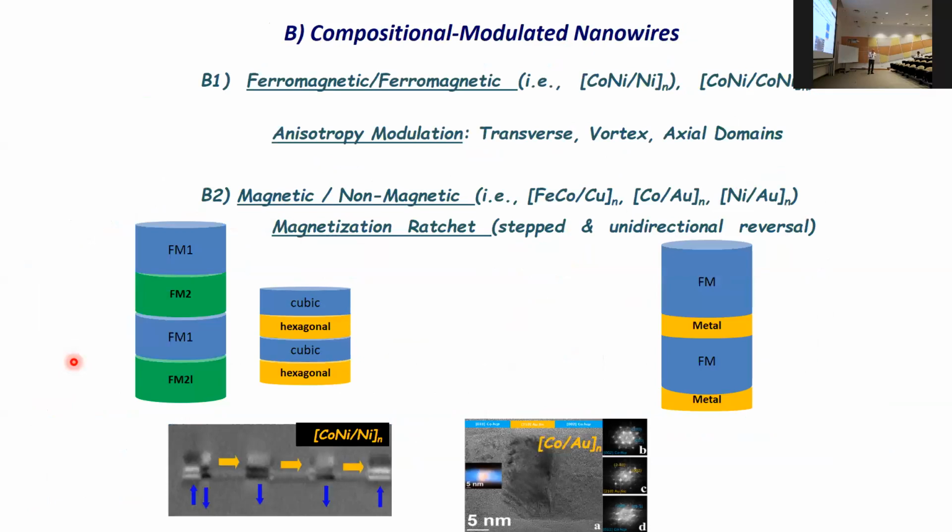Let me go finally to the case of compositional modulations in nanowires. We have two types of modulations. Ferromagnetic, where we are looking for segments with different magnetocrystalline anisotropy, cubic and hexagonal. And the other type of modulations in composition are ferromagnetic and metal, not ferromagnetic. Let me show you some examples of what we obtain.